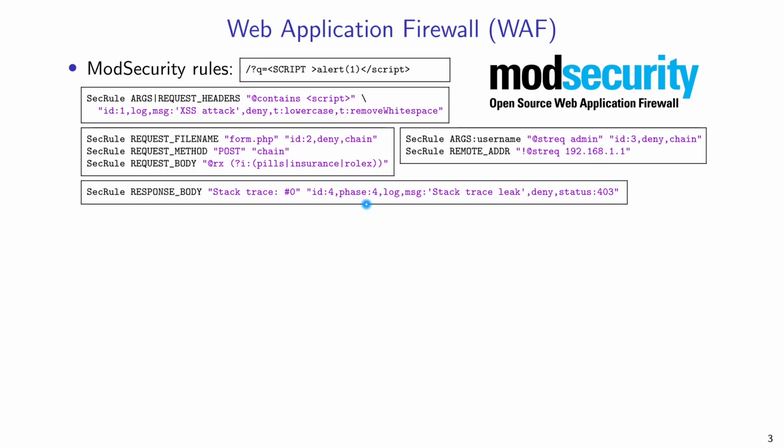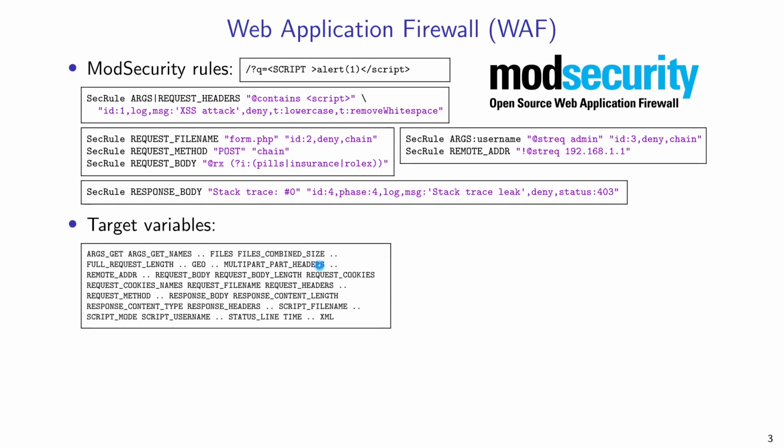Note that here we need to specify phase 4 because by default, rules run in phase 2, which is the phase when the request has been fully received by the server, whereas phase 4 is the phase when the response is also available to the server. So in essence, this is how ModSecurity rules are constructed.